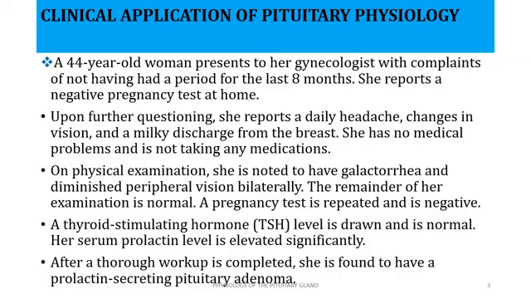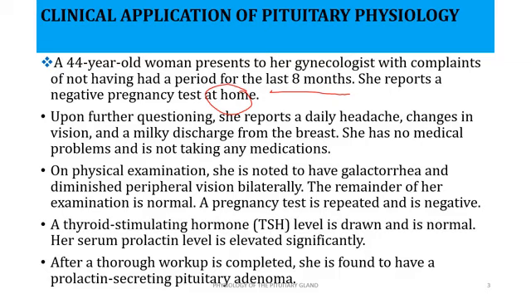This case is about a 44-year-old woman who presented to her gynecologist with a complaint of not having a period for the last 8 months. She reported a negative pregnancy test at home. Of course, any woman who misses menses, the first thing to think of is pregnancy. And because a urinary pregnancy test is a very simple test, it can be done at home. That's why this woman did a urinary pregnancy test at home.